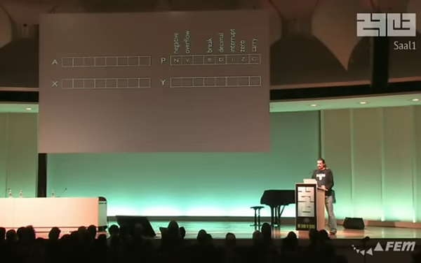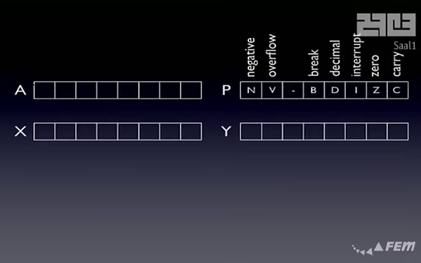You have the processor status register. It's 8 bits. You have 4 bits in there, which are about arithmetic and logic. 1 bit, which signals decimal mode. I'll talk about decimal mode later. It's quite boring. And there's 2 more bits about exception and interrupt handling.